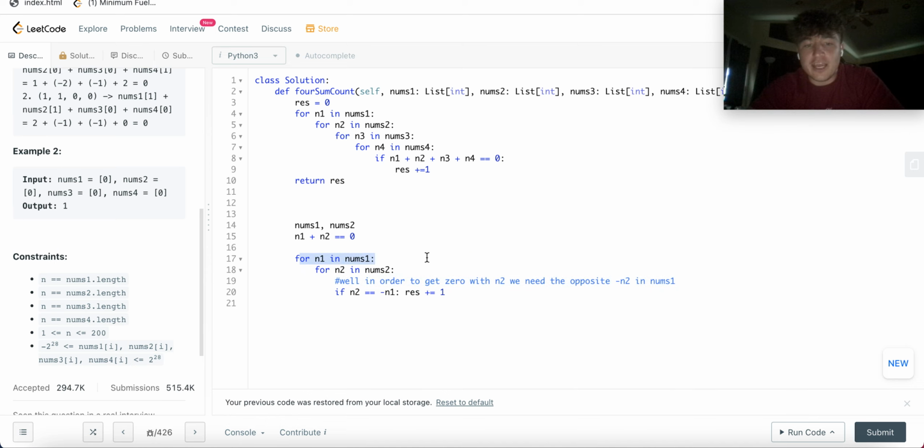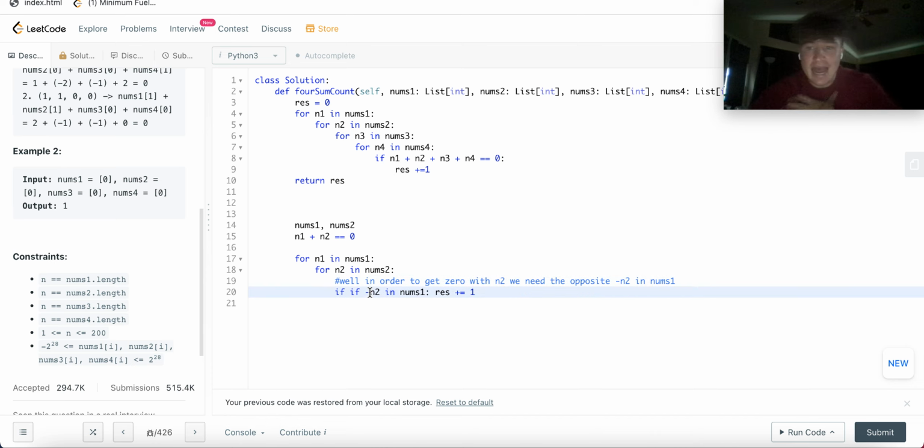So I don't need to look at all of the n1s. I just need to say, okay, I'm n2. In order for me to get to 0, I need the opposite of me. I don't need to look at all the n1s, I just need to know if it exists. So if the opposite of n2 is in nums1, then I add it to res, right?